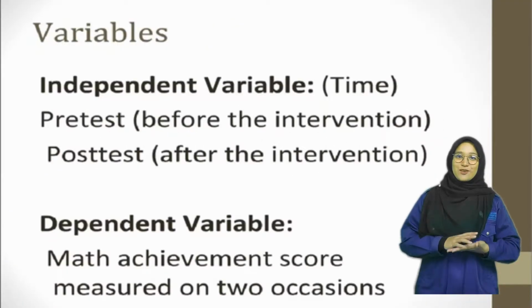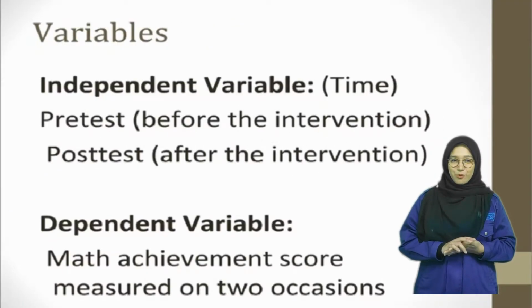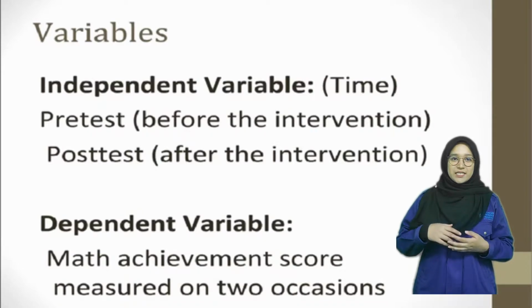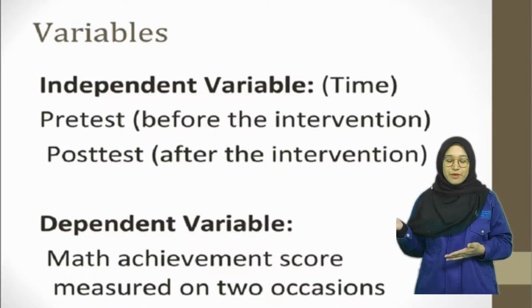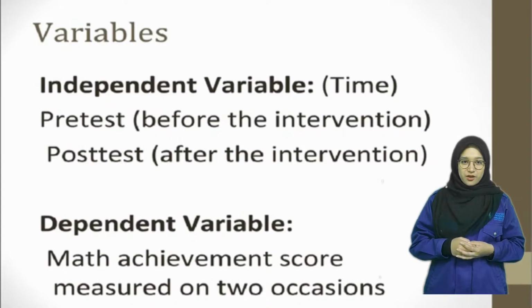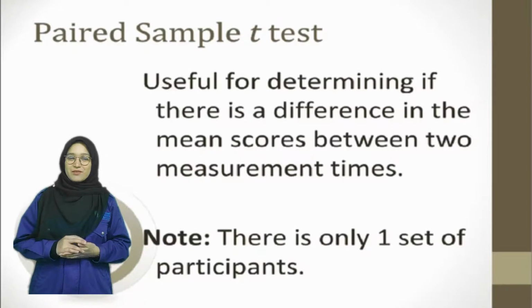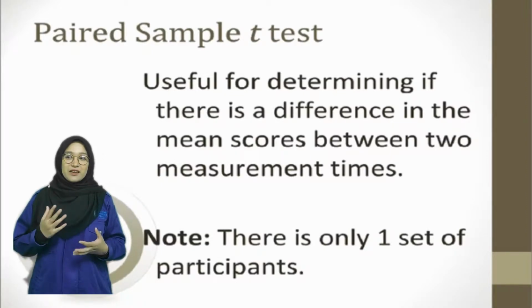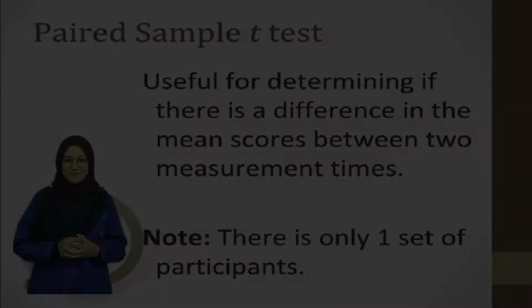So guys, as we look at the research question and the null hypothesis, we know that the independent variable is the time between the pre-test and post-test, in which the students participate in the remedial math course. And the dependent variable is the math achievement score measured on 2 occasions. A paired sample t-test is sometimes referred to as a repeated measures t-test. It's useful for determining if there is a difference in the mean score between 2 measurement times.